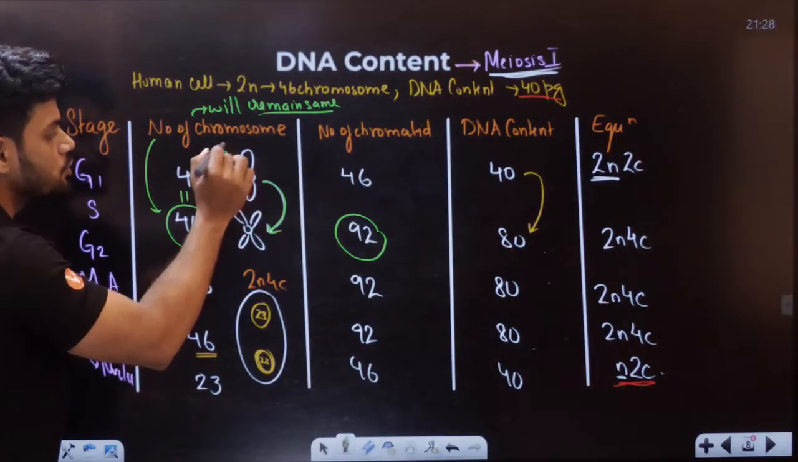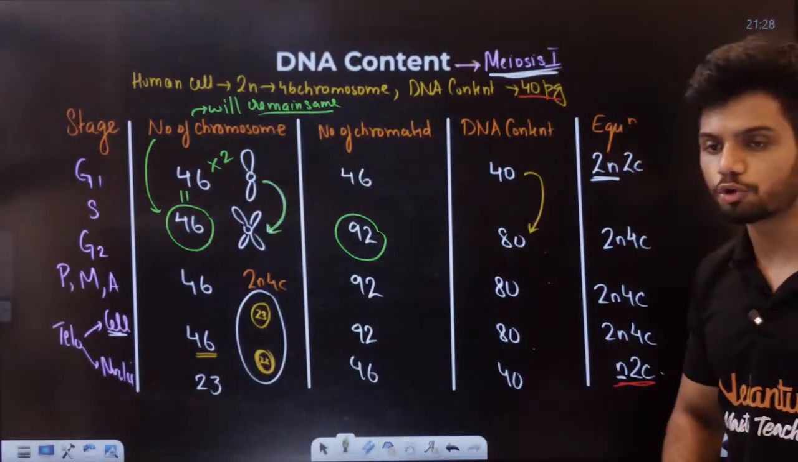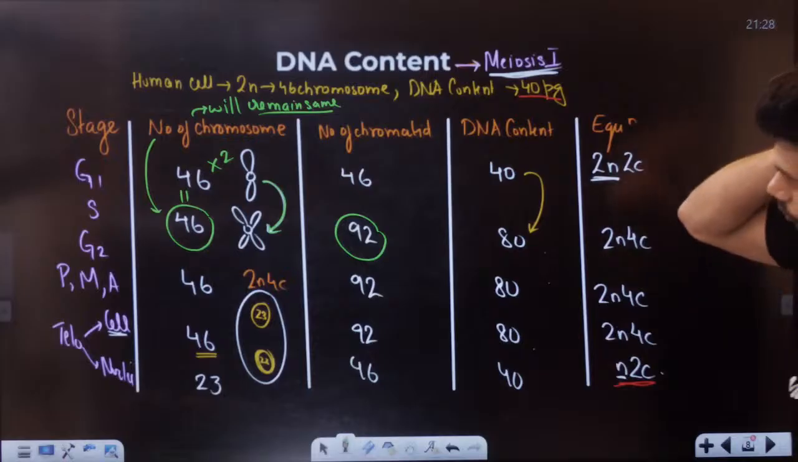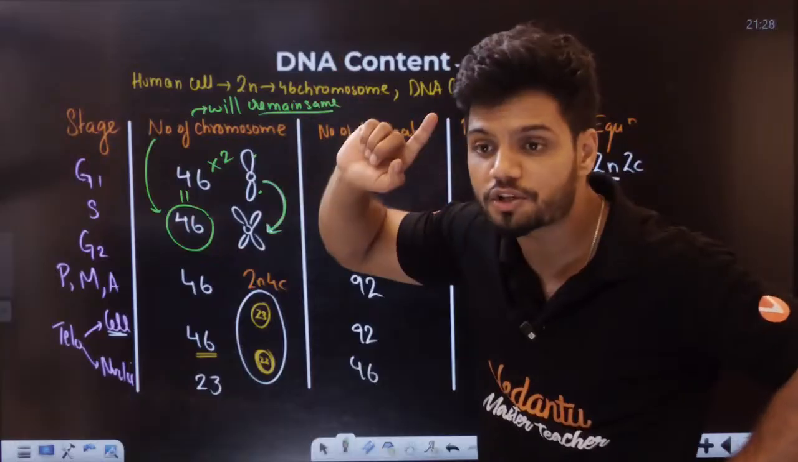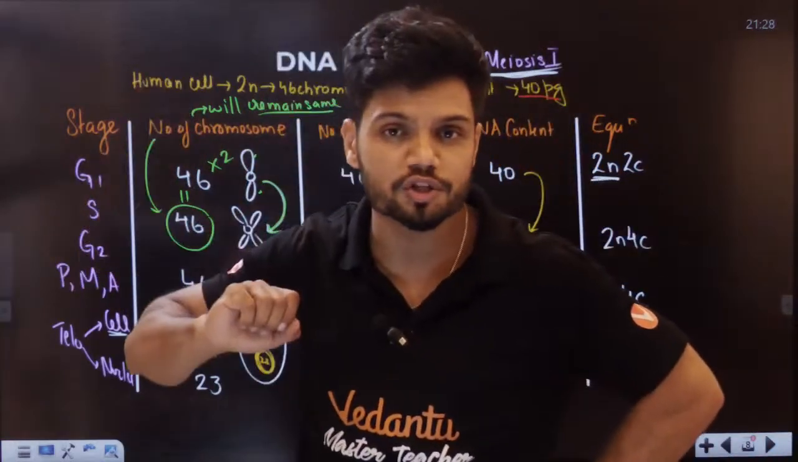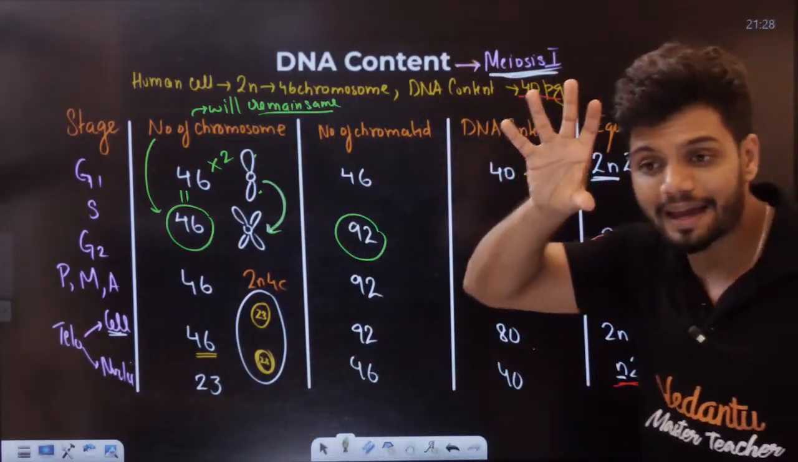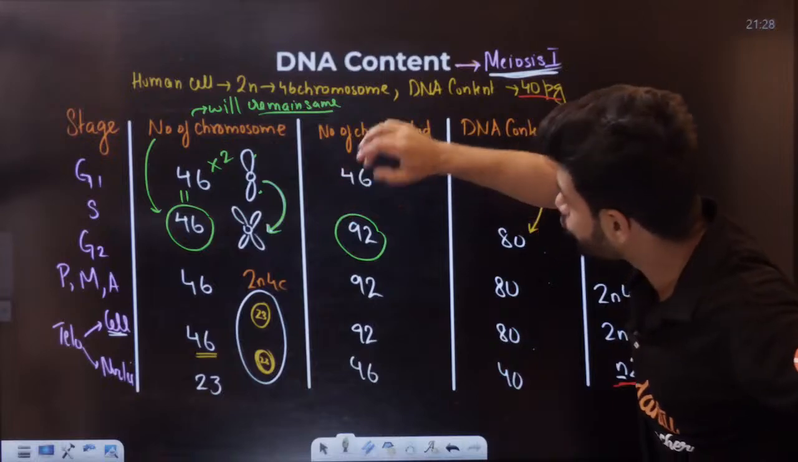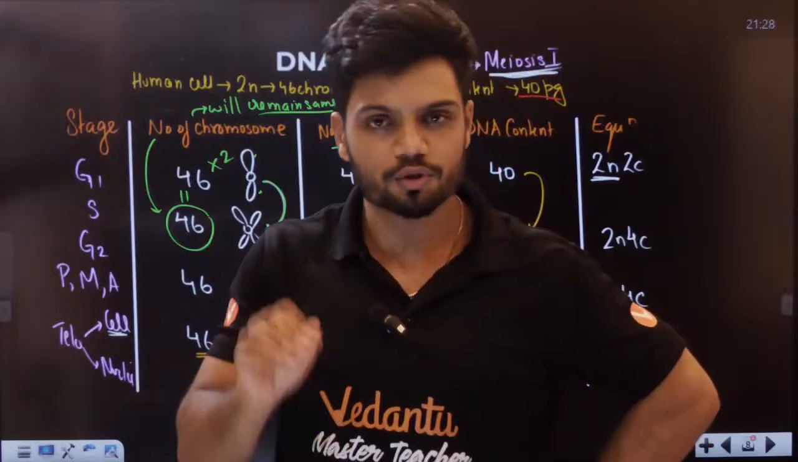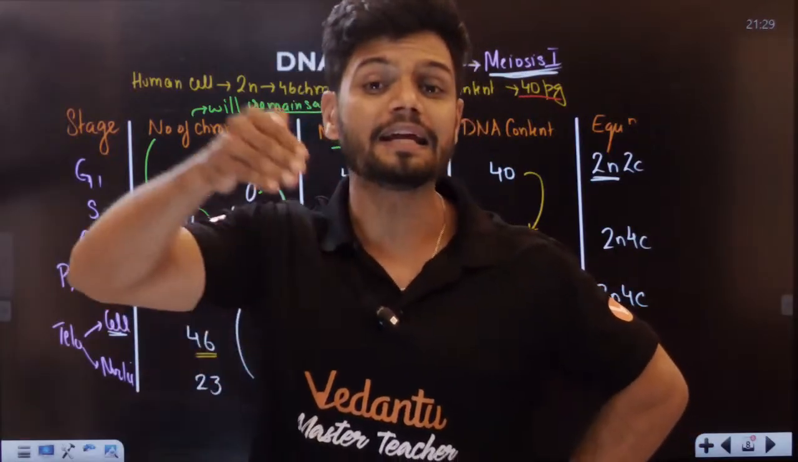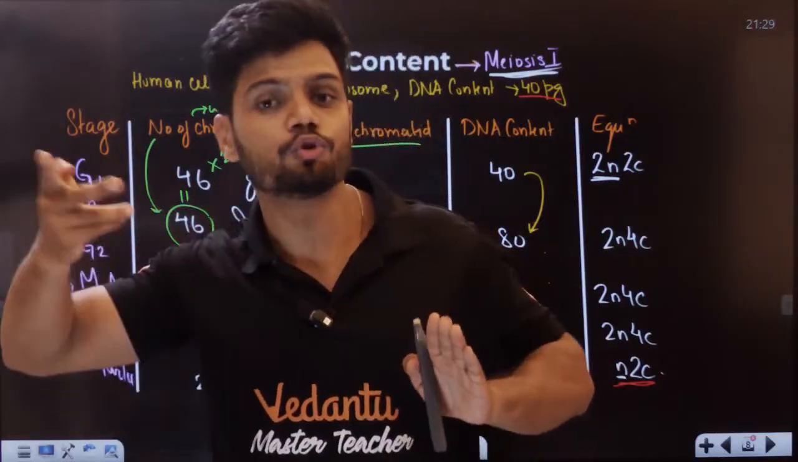So what is 46 into 2? Anyone, please, students, in the chat. One chromosome has two chromatids, so 46 chromosomes will have how much? 92 chromatids. So there are 46 chromosomes and 92 chromatids in a cell, because every single chromosome has 2 chromatids right now.